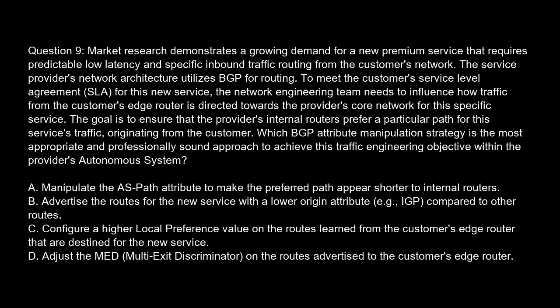Option A. Manipulate the AS-path attribute to make the preferred path appear shorter to internal routers. Option B. Advertise the routes for the new service with a lower origin attribute, e.g., IGP, compared to other routes. Option C. Configure a higher local preference value on the routes learned from the customer's edge router that are destined for the new service. Option D. Adjust the MED, multi-exit discriminator, on the routes advertised to the customer's edge router.